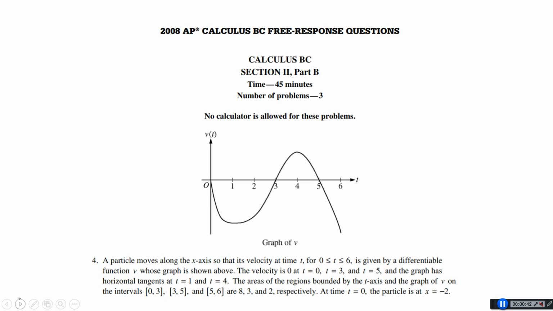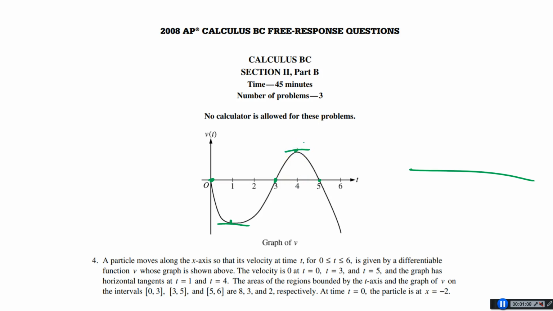All right, so we've got a particle moving along the x-axis, so it's moving back and forth. Its velocity at time t is given by a differentiable function v, whose graph is shown above. Here we are. The velocity is 0 at t equals 0, t equals 3, and t equals 5. And the graph has horizontal tangents at 1, right there, and at 4.